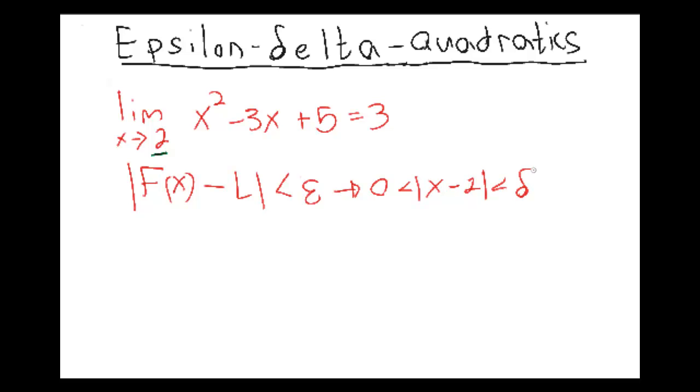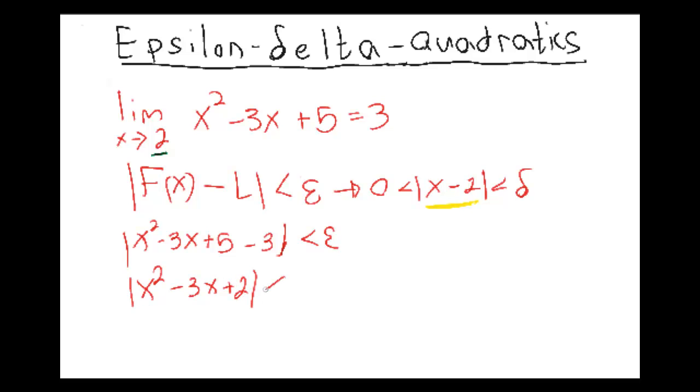Alright, so if we plug in, we're going to have x squared minus 3x plus 5 minus 3. And our goal is to make that look like our friend x minus 2 over here. So what we do is we combine our like terms. In this case, the only like terms are these numerical values. And we get x squared minus 3x plus 2.